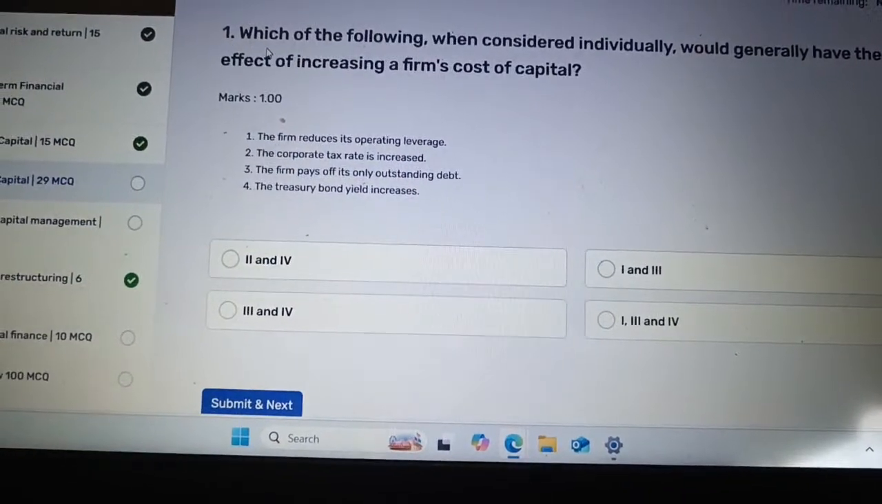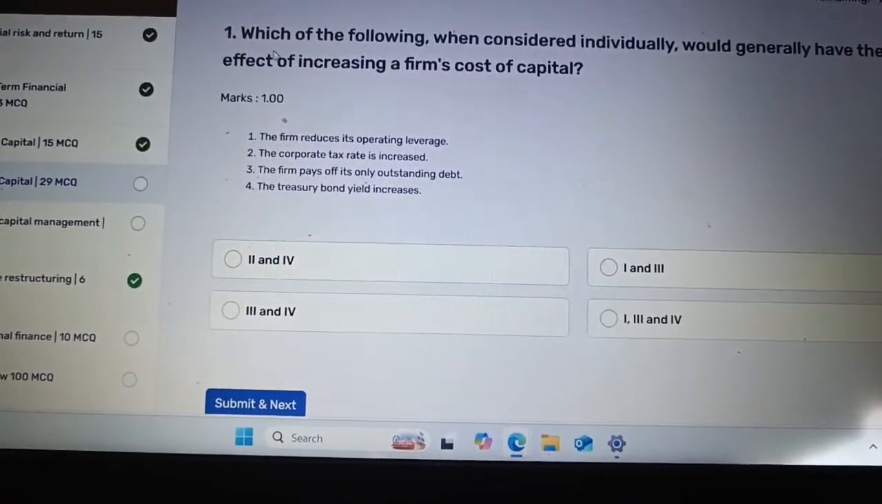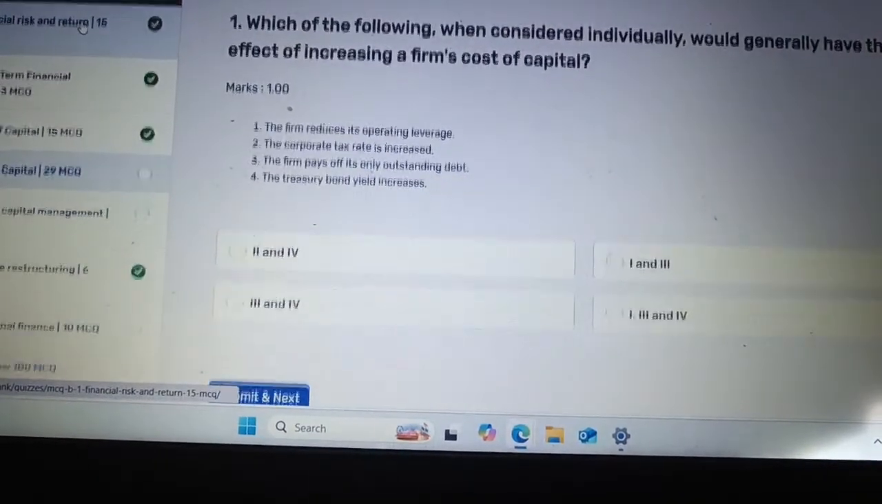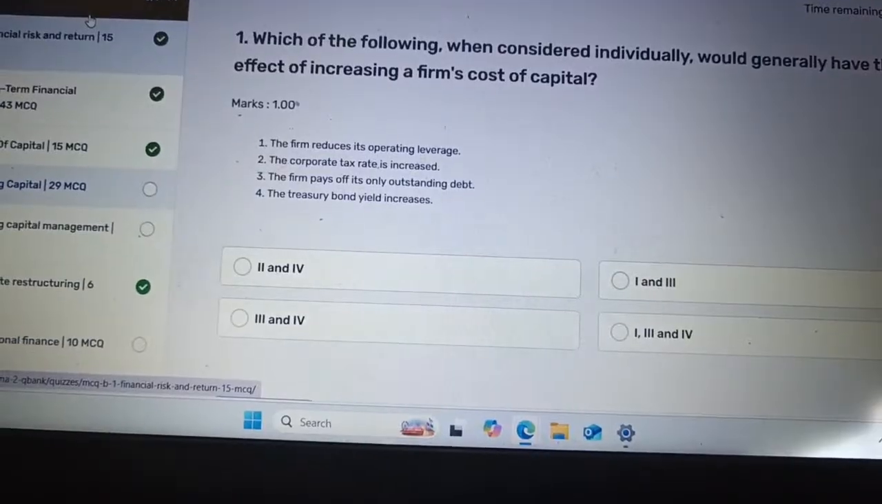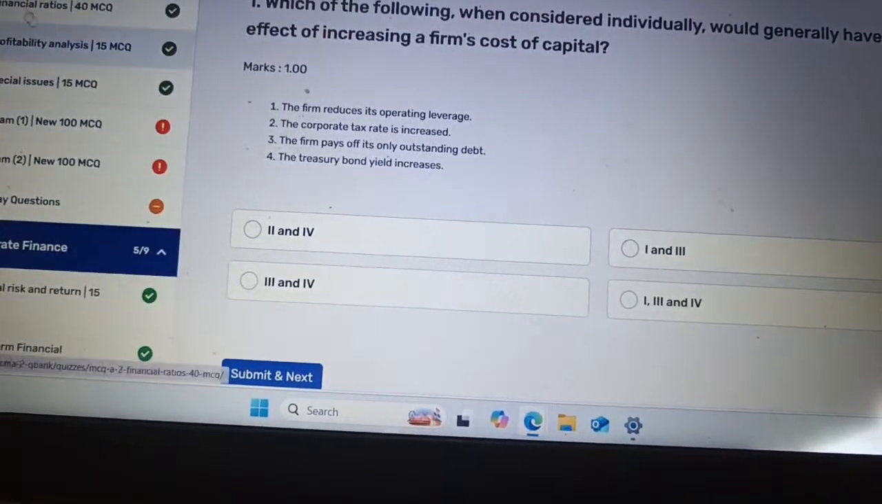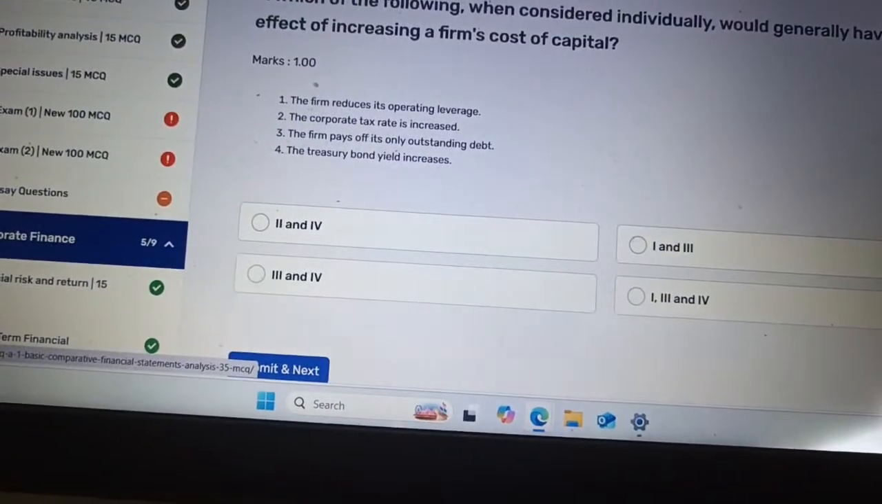Question number 8. Now we are on question number 8. I think this is not a correct option. No, we are going for corporate.